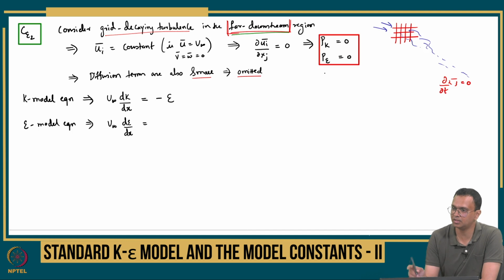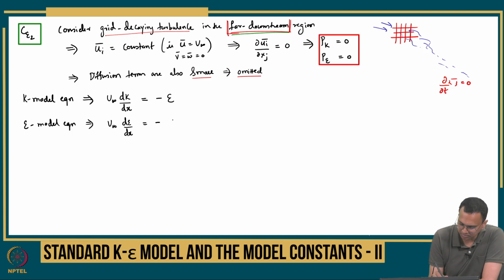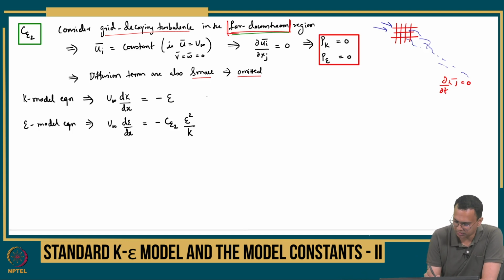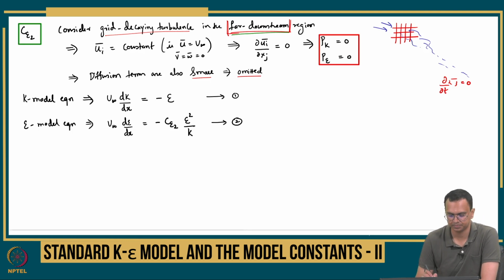That's why we killed the friend term. C epsilon 1 is killed because P epsilon is 0, because Pk is 0 there. So we have only minus C epsilon 2 epsilon square by k. If you go back and see the equation, this is the destruction rate of the dissipation rate of turbulence kinetic energy. So these two are my equations now, 1 and 2.